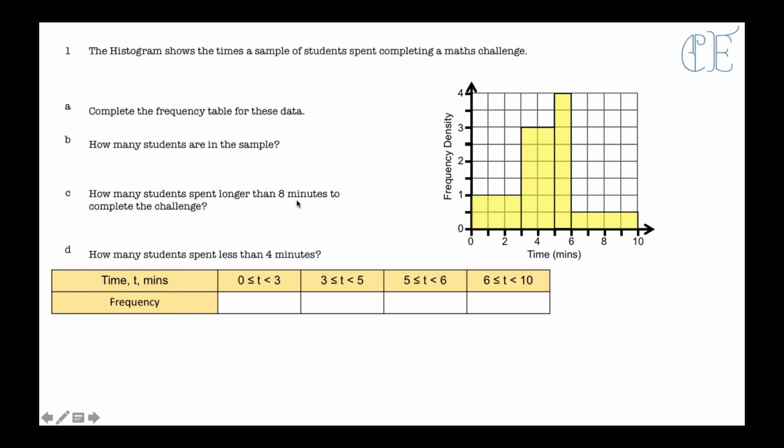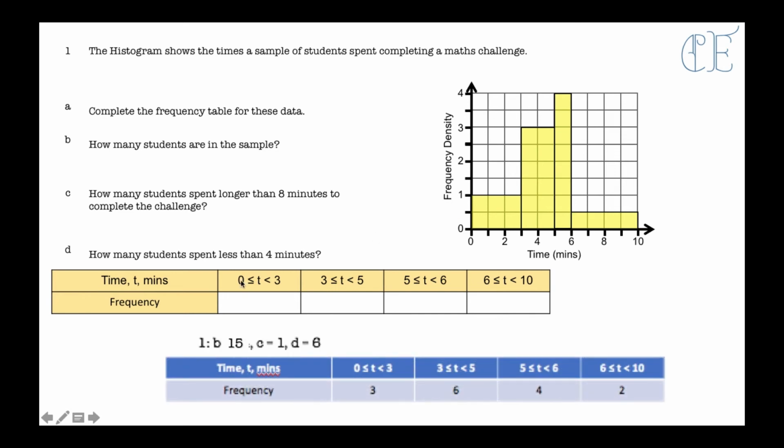How many students spent longer than 8 minutes to complete the challenge? Well, here we can look at between 8 and 10. From 8 to 10, that's 2, and times that by 0.5 gives us 1. And then how many students spent less than 4 minutes? So from here to here, and we'd have to work out this section and this section here.